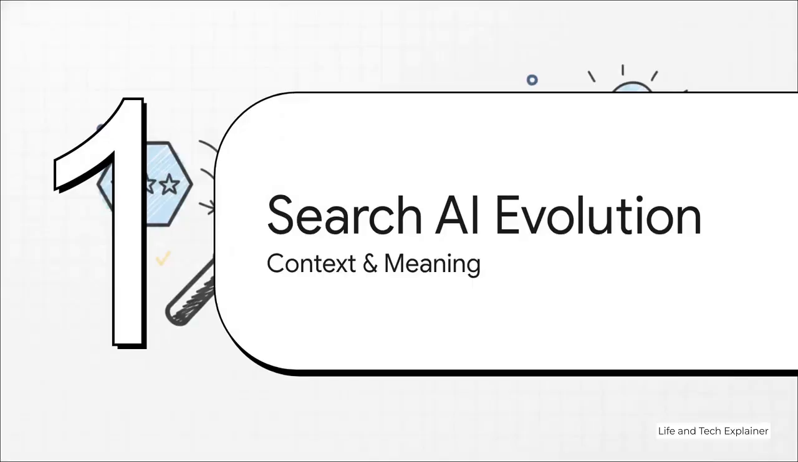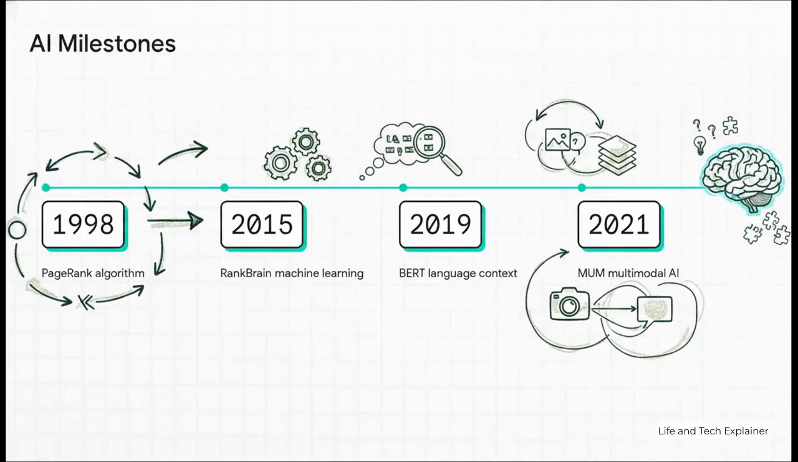Section 3. The search AI evolution. Let's move on and see how this builds. Because as the internet grew, we all stopped using clunky keywords and started asking full conversational questions. To keep up, search had to become exponentially smarter.